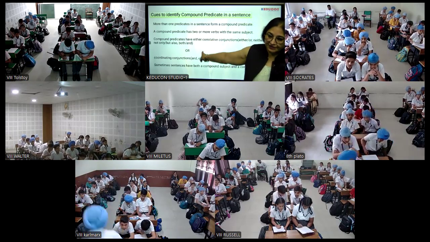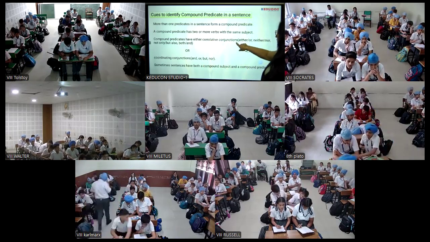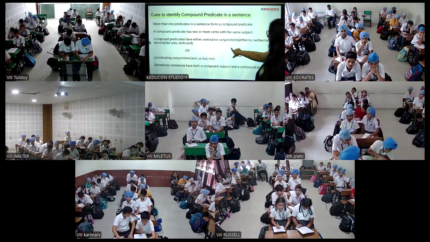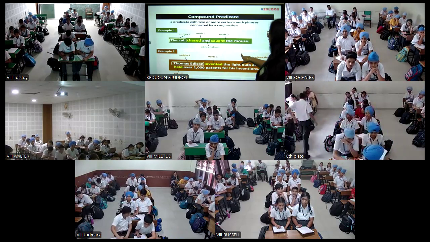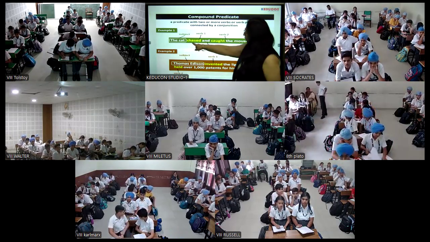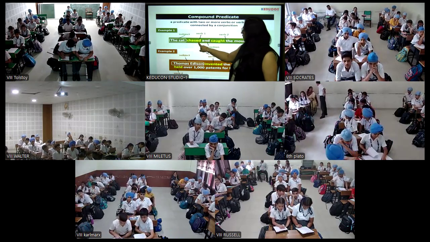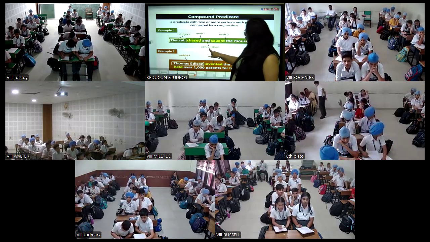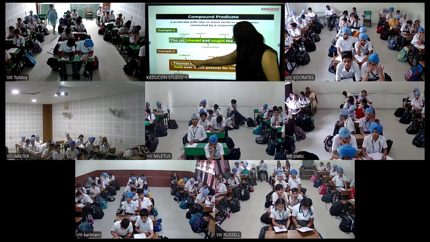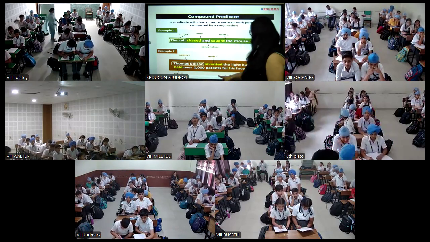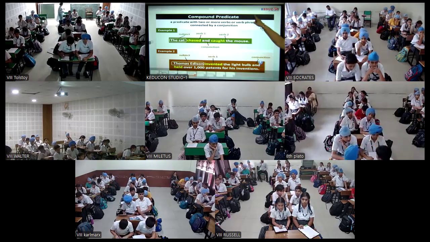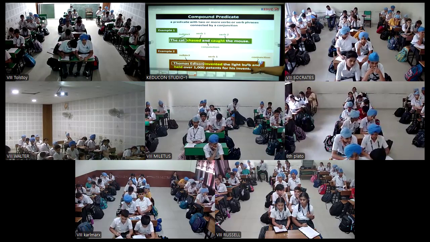Like here we have done. Okay. Should I move this? So this is basically a compound predicate. It will have one subject, verb one, verb two, joined with a conjunction. Okay, how it works. Same here, one subject, verb one, verb two, and joined with a conjunction. So this is how a compound predicate works.